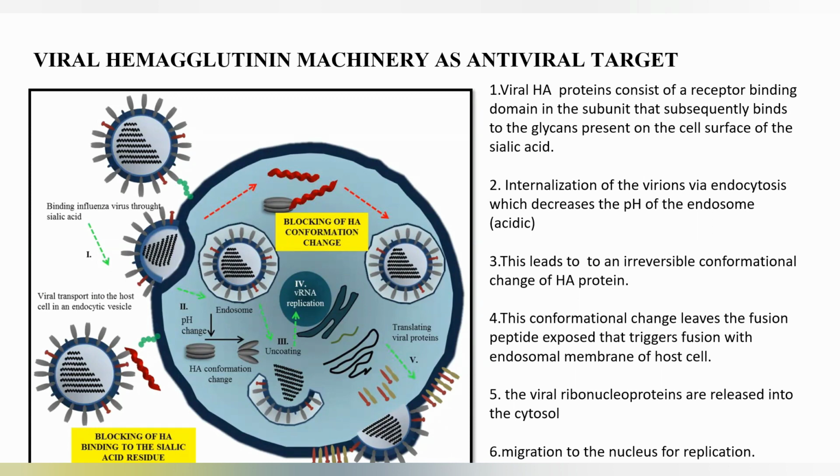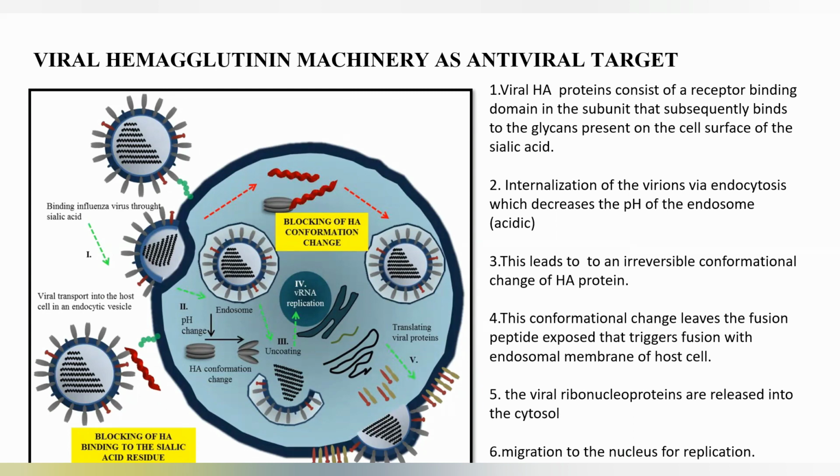When there is a conformational change, the fusion peptide of this HA protein is exposed. When it is exposed, this triggers fusion with the endosomal membrane of the host cell, and thus the viral ribonucleoproteins are released into the cytosol, migrate to the nucleus for subsequent replication, and the entire cell is damaged by the virus itself. Scientists have targeted two important factors here.